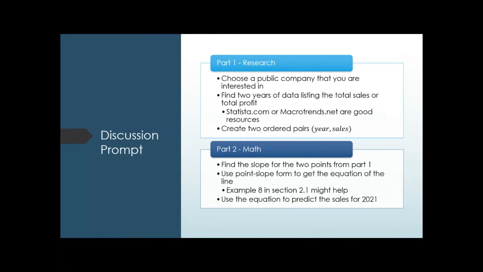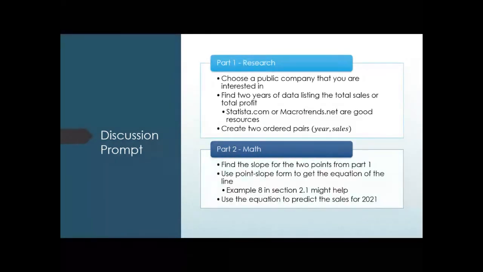So there are 2 websites that I recommend you can use. The first one is statista.com. The second one is macrotrends.net. I actually used macrotrends.net to get that Microsoft picture. You can use either one of those, and you need to pick 2 years and then create 2 ordered pairs. Ordered pairs are year, comma, sales. Year is always going to be your first value.